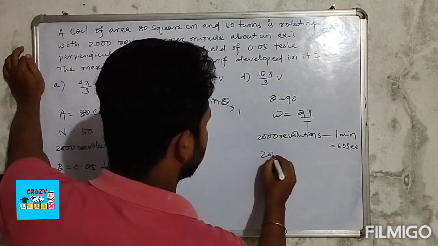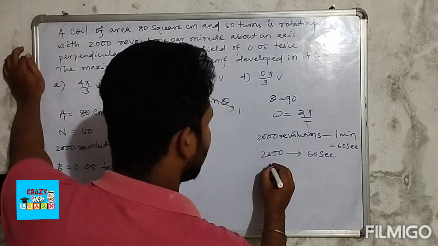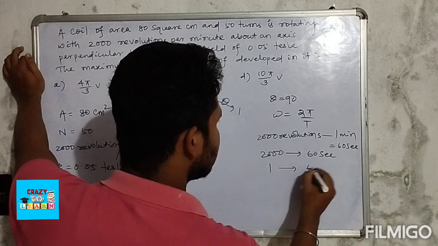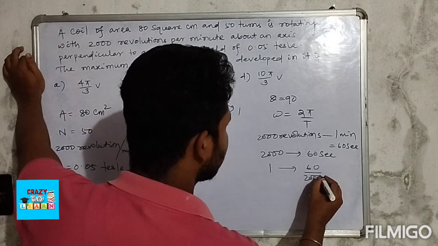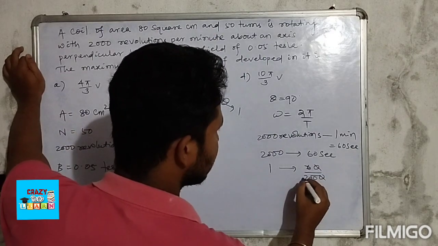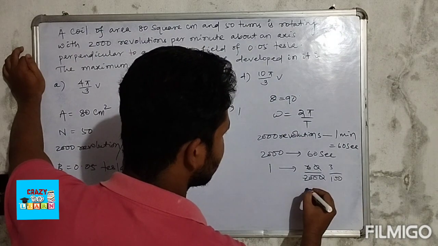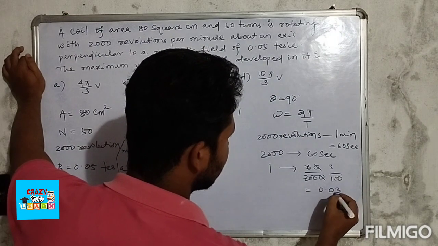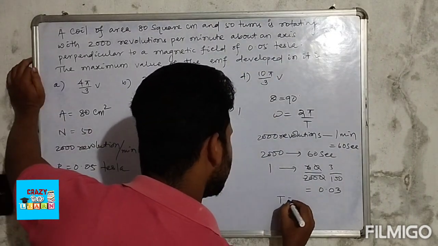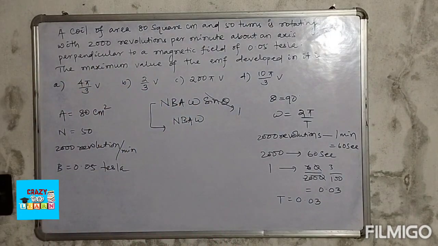2060 seconds. 1 revolution is equal to 60 by 2000. So the zeros cancel, 6 by 200 means 3 by 100. So you can write it like this, 0.03. So what is the T we are getting here? T is equal to 0.03 second.